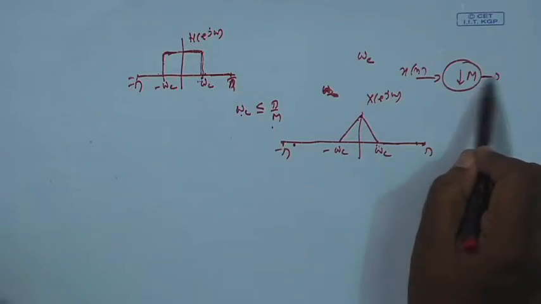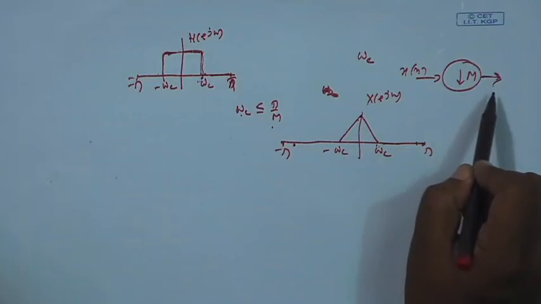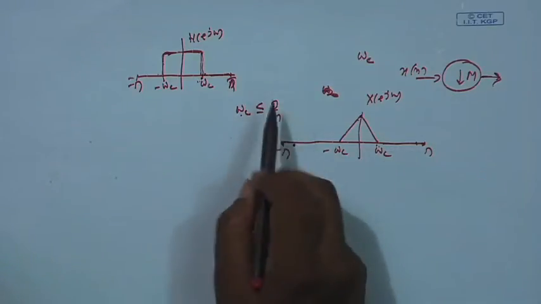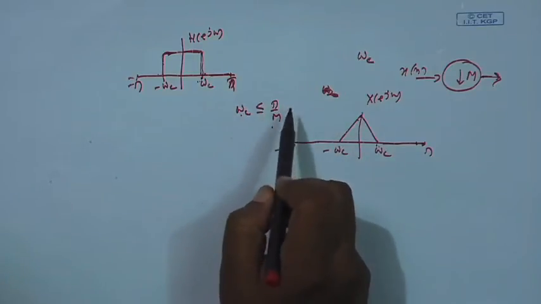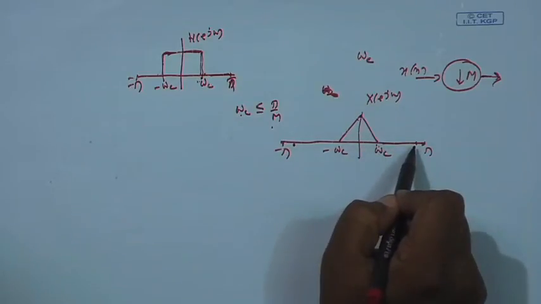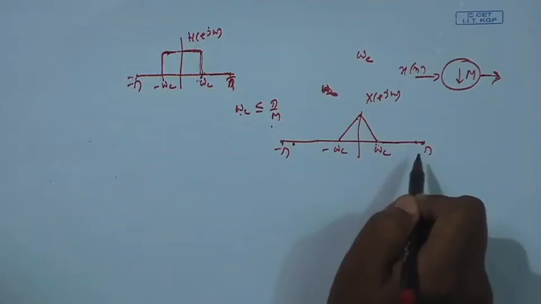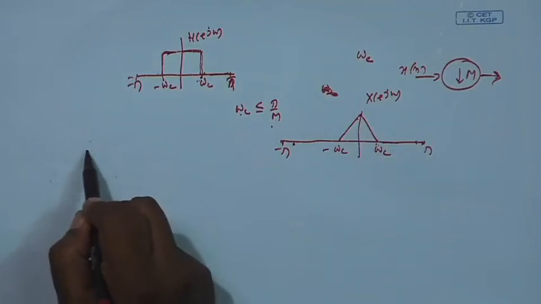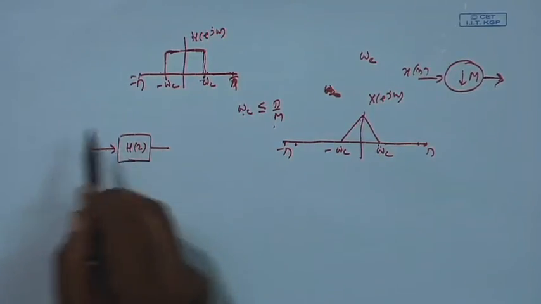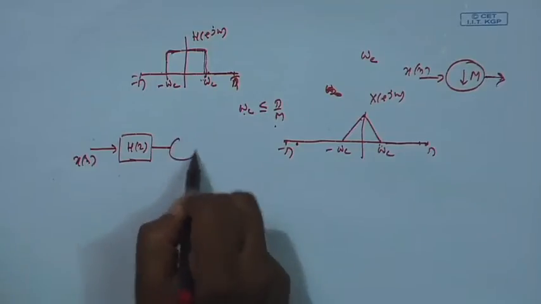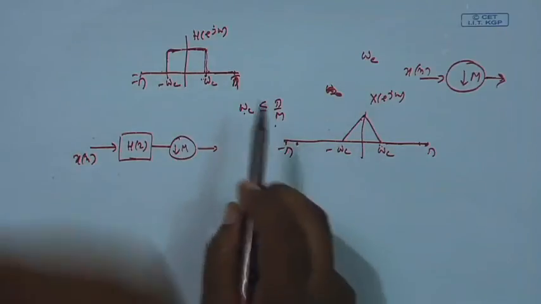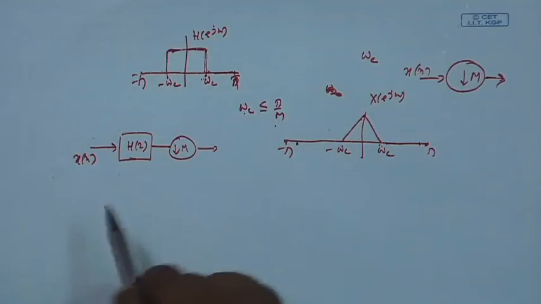Because after down conversion, the new half sampling rate maps to pi, but that is M times smaller. So omega c is now M times less than pi, and it will not cross pi. With this we have covered it. This low pass filter is always used before any down conversion, so that the signal is limited within a band. As I told you, the cutoff frequency omega c should be less than or equal to pi by M.